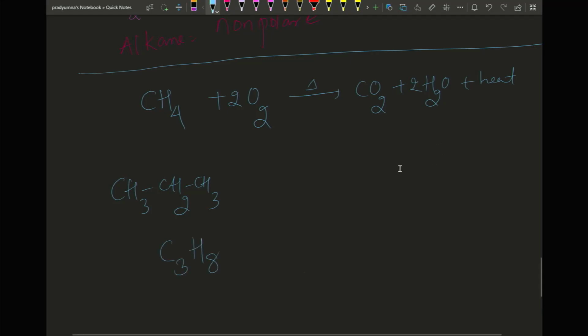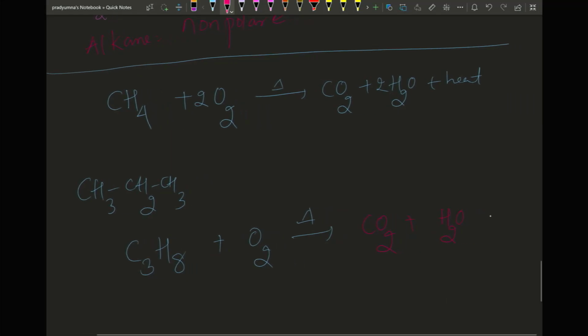C3H8. Remember, how do I get this C3H8? It's always CnH2n plus 2. So this is 3 multiplied by 2, 6, plus 2. Okay, then they burn in oxygen, and obviously they're going to produce carbon dioxide and water. This is always the case. And obviously we're going to produce heat because we are cooking our food, grilling our meats or vegetables.